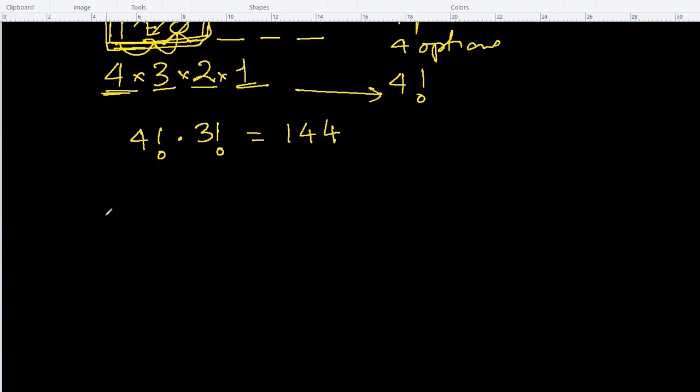Suppose I have another word, let's say, assessment.